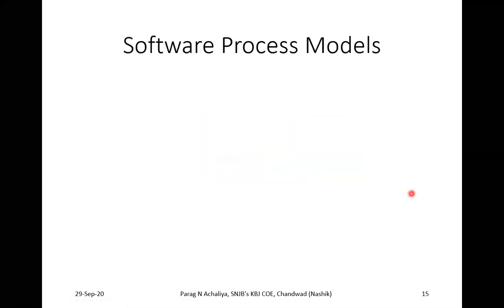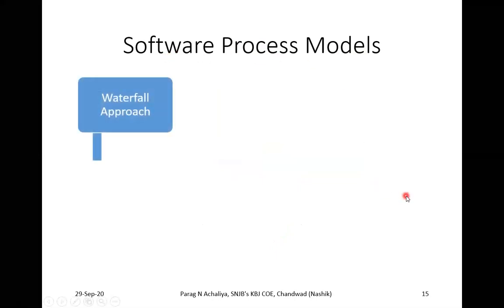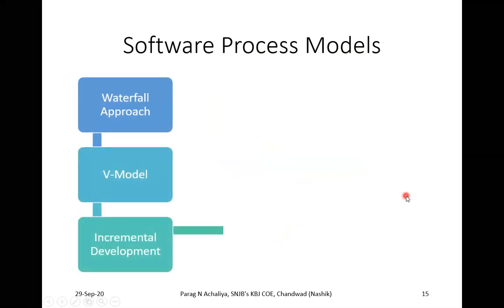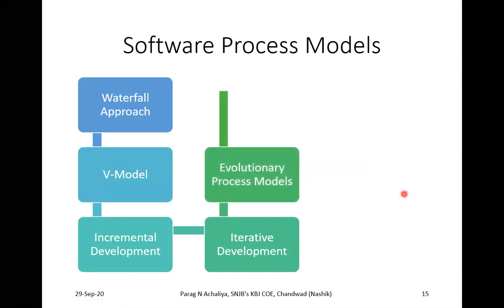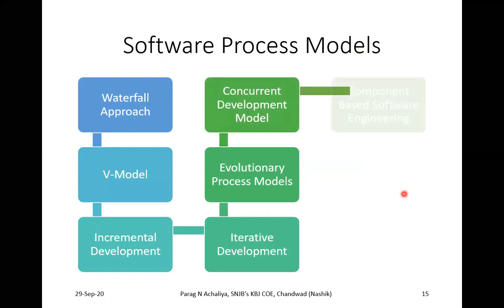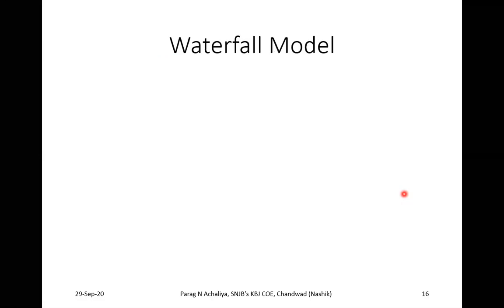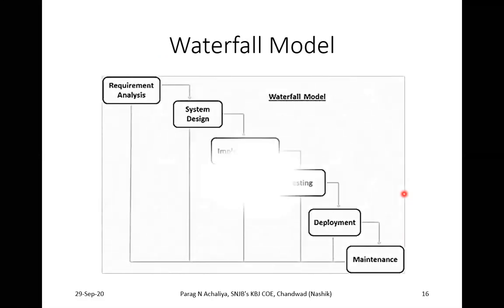Now, today we will see software process models. There are different models which are going to be used for software process. The first one is your waterfall approach or waterfall model, V model, incremental development, iterative development, then evolutionary process model, concurrent development model, and component based software engineering. These are the various software process models. So let's see, the very first one is your waterfall model.